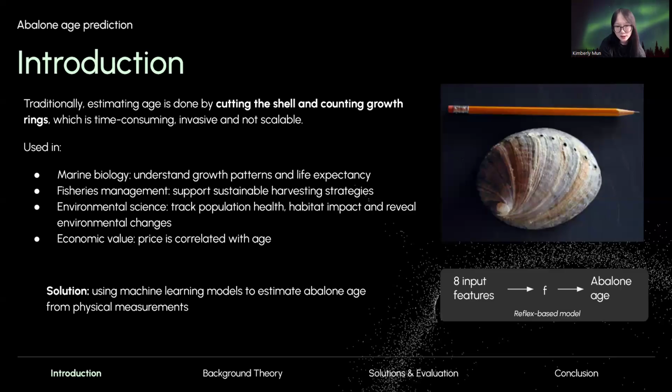Traditionally, estimating the age is done by cutting the shell and counting the number of rings, which is very time consuming and invasive. Some of the applications for abalone age include marine biology and environmental science, like determining suitable harvesting times as well as understanding the population. So instead of cutting the shell, we will be using machine learning models to estimate abalone age from physical measurements.